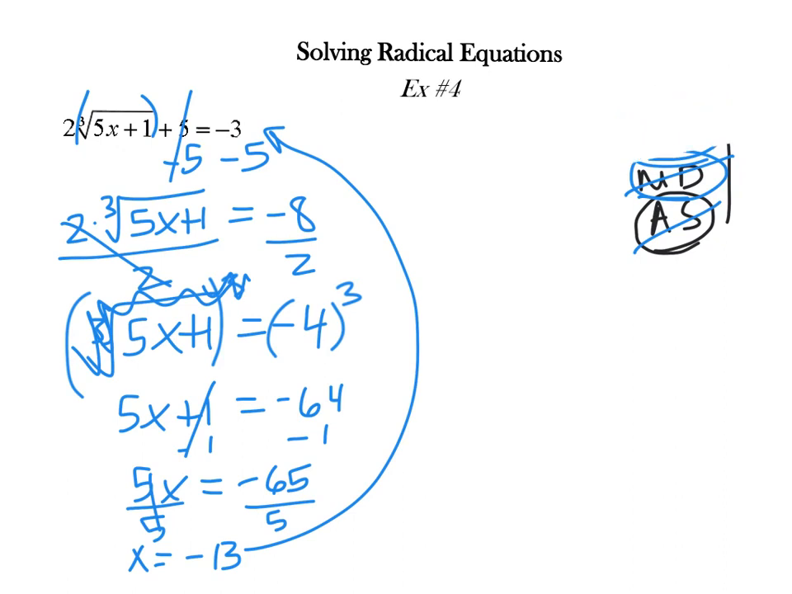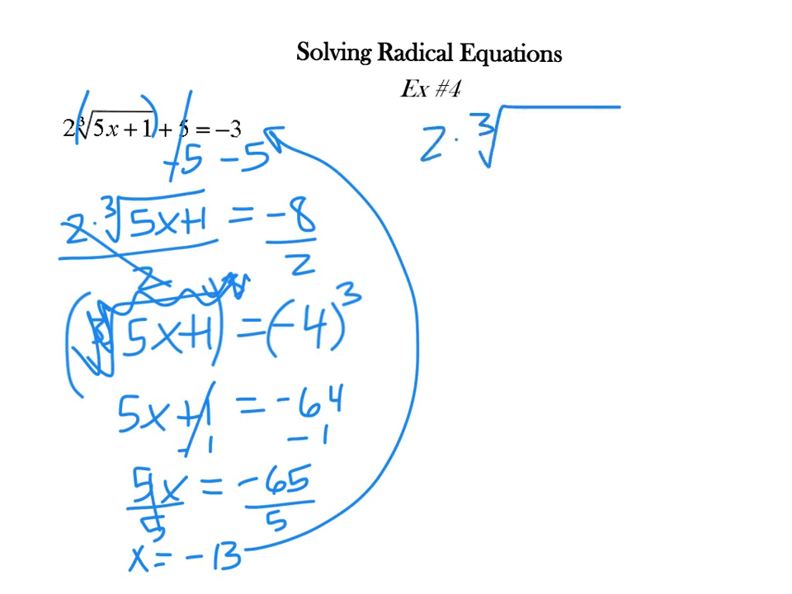So, I want to plug back into the original problem wherever I see an x. I want to see if it equals the right-hand side as we plug it in. So, we have 2 times the cube root of 5 times negative 13 plus 1, that's still inside the cube root, the plus 5 is on the outside, equals negative 3.